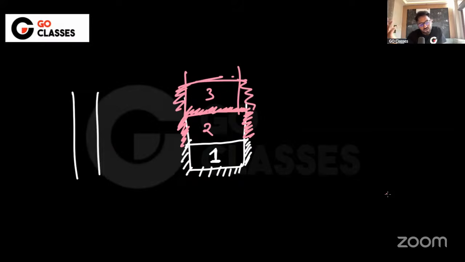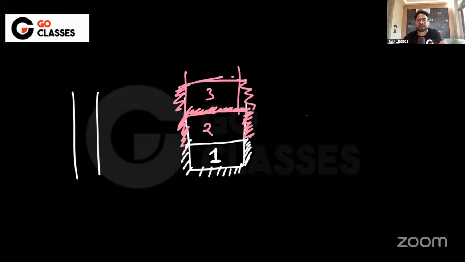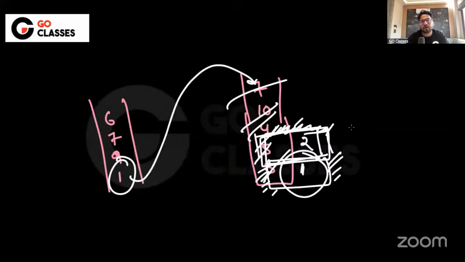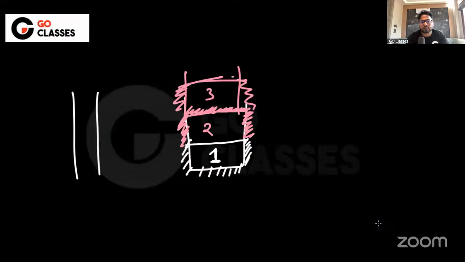So that's what this algo is doing. This algo is making sure that all the elements here will be in increasing order. This algo is actually making sure something like this. This algo might look complex, but ultimately it is making sure that the stack contains all the elements in increasing order.